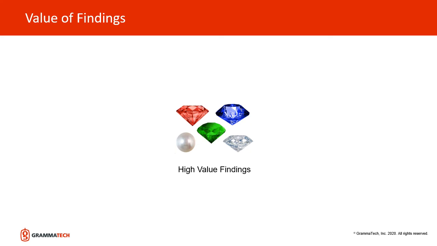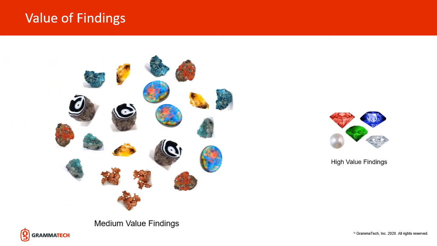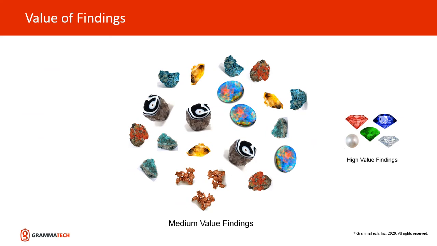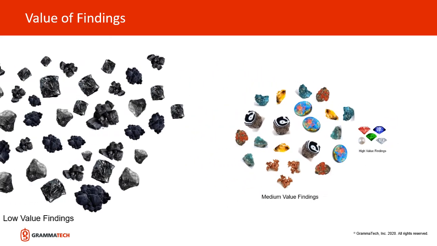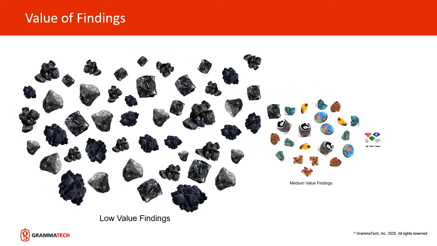So the effect can be illustrated by this kind of animation here. You've got your high value findings, and there aren't many of them because they're high value, but along come medium value findings, and so eventually along have come low value findings. And so what you're seeing here is the high value findings are being crowded out. Their value is being diminished simply by the large quantity of low value and medium value findings.